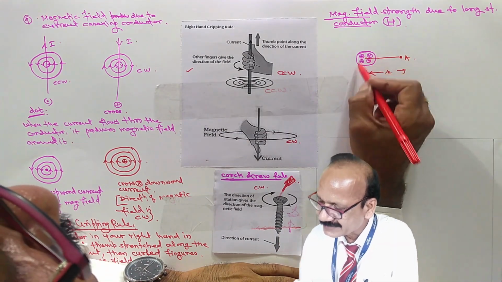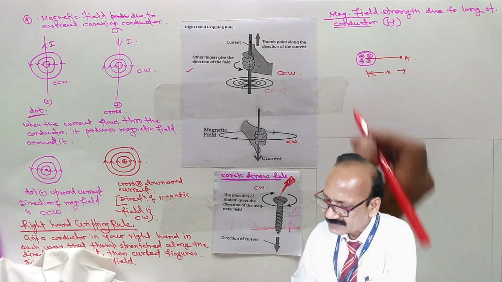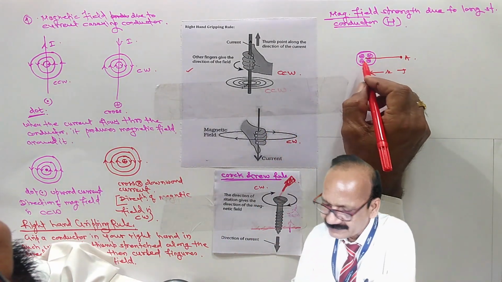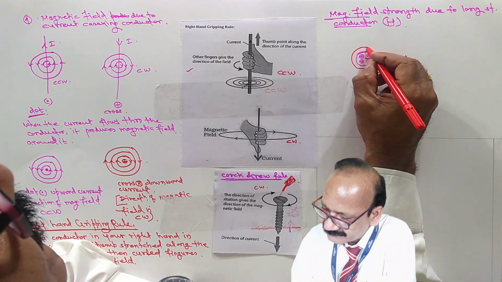What will be the direction of the magnetic field produced by this downward current? It will be clockwise. So let us draw the clockwise direction of the magnetic field.